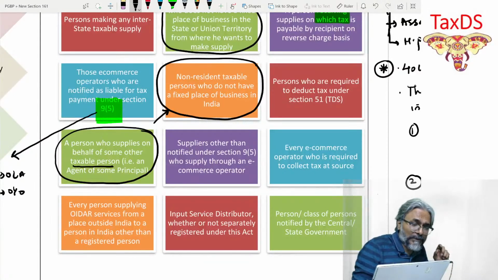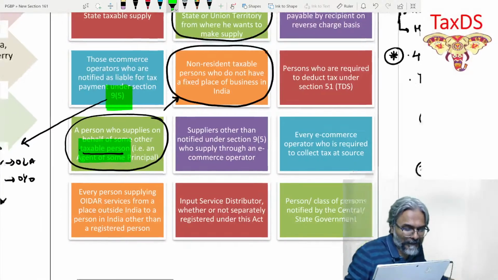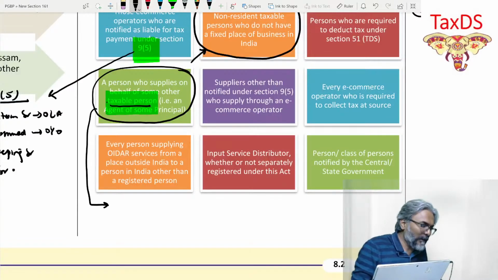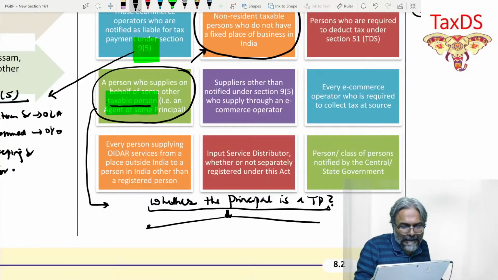Now, be careful, they are using the term taxable person. That is to say, the principal of whom this person is an agent, that principal, students, should be a taxable person. Please pay attention. This is a very important word, and students miss out on this particular word. What is the question that you need to ask? Whether the principal is a taxable person. This is a question that needs to be answered, and the answer is yes or no, as the case may be.